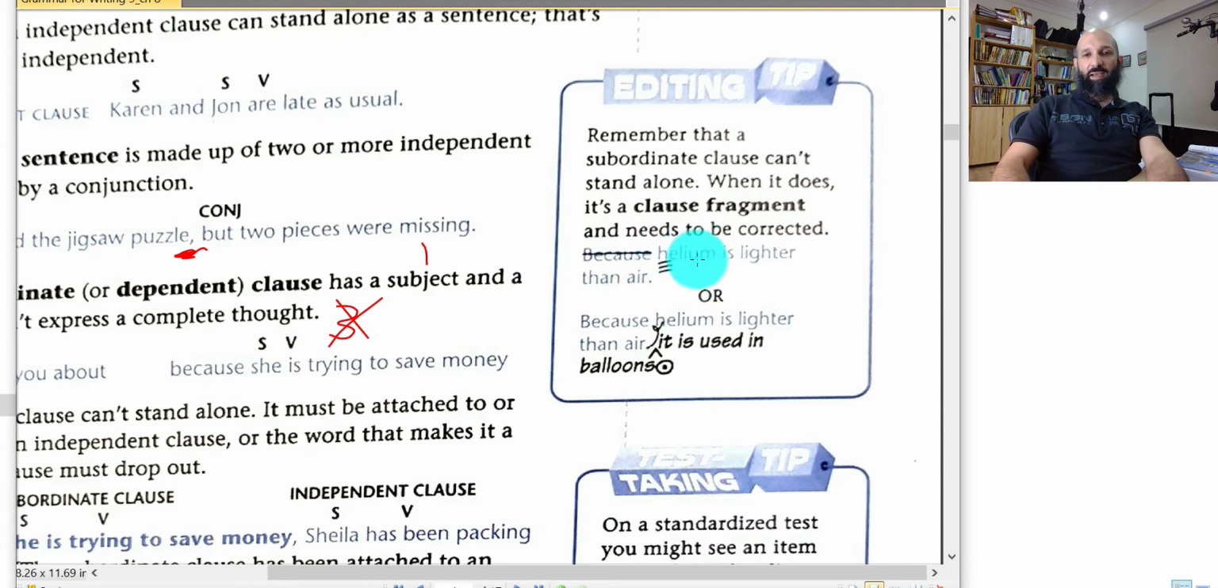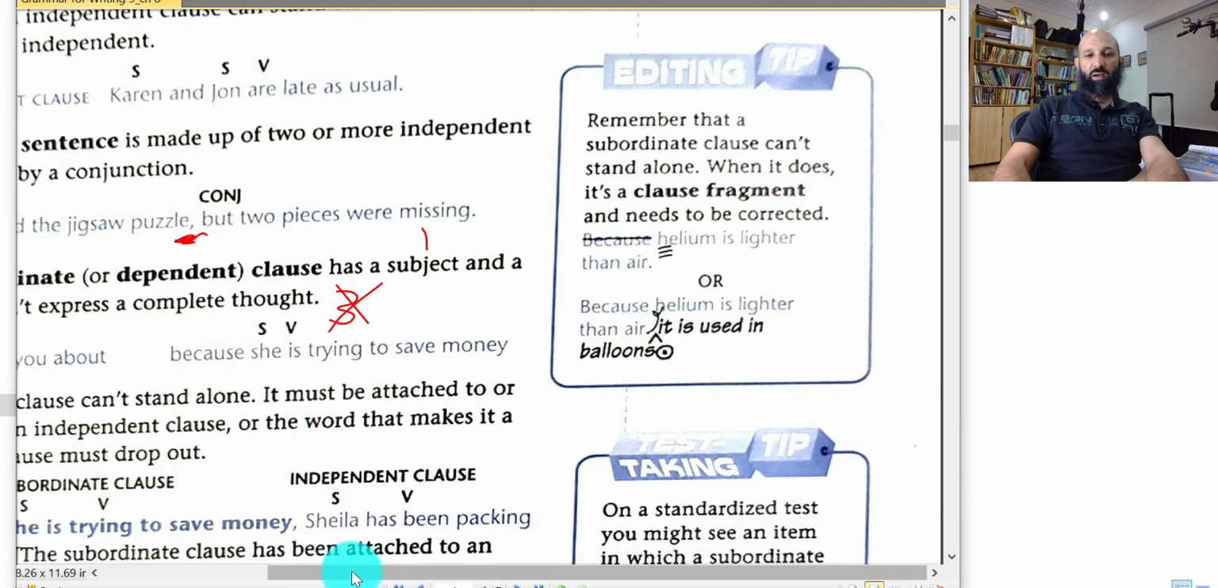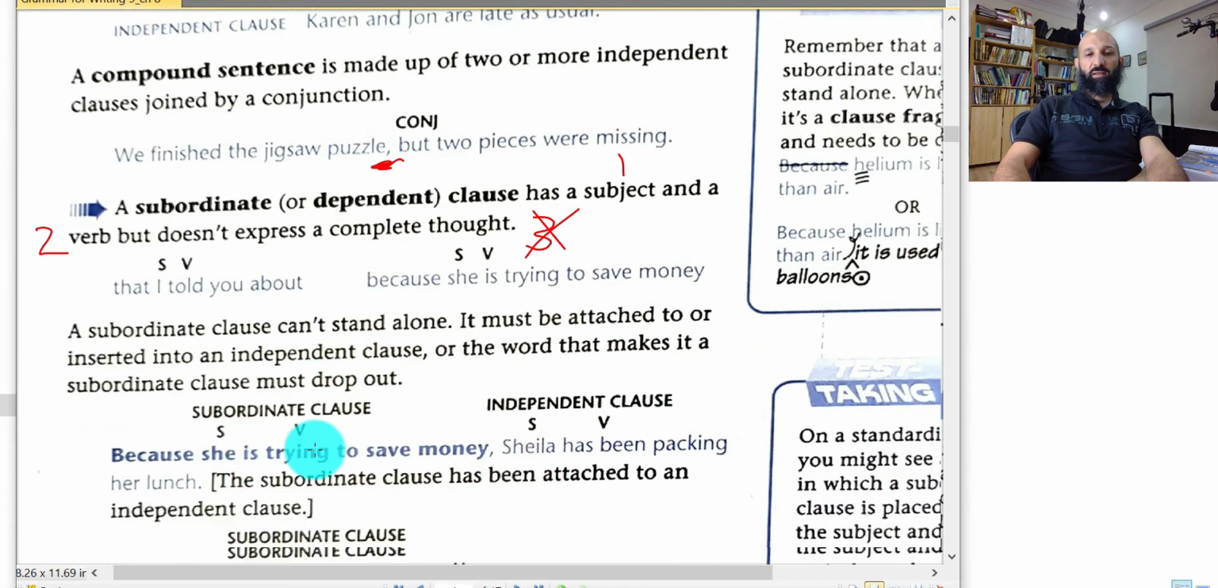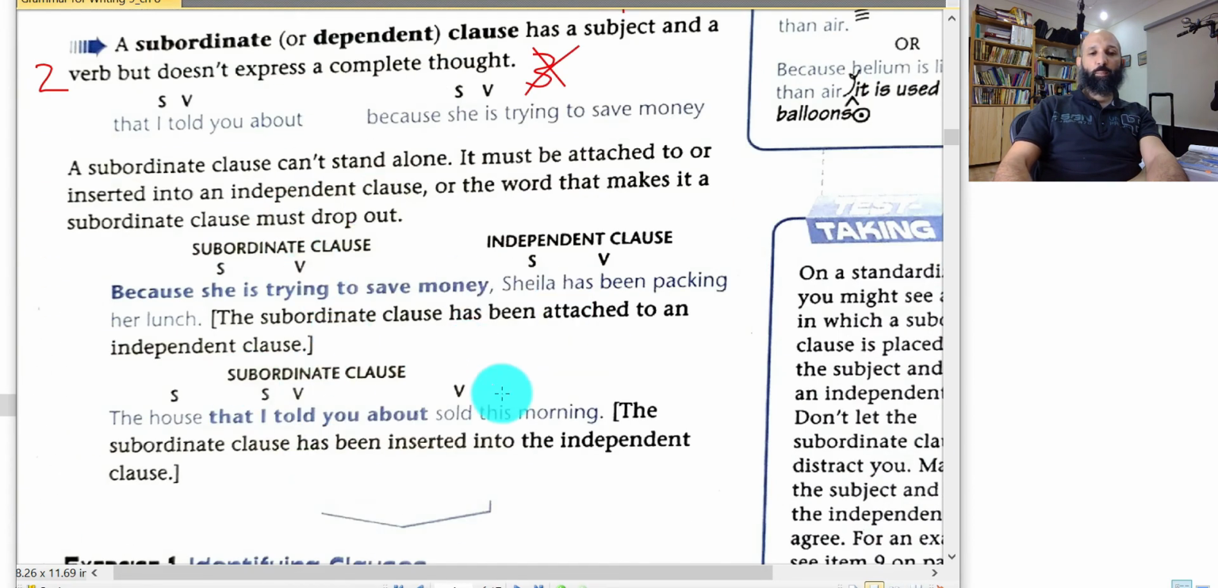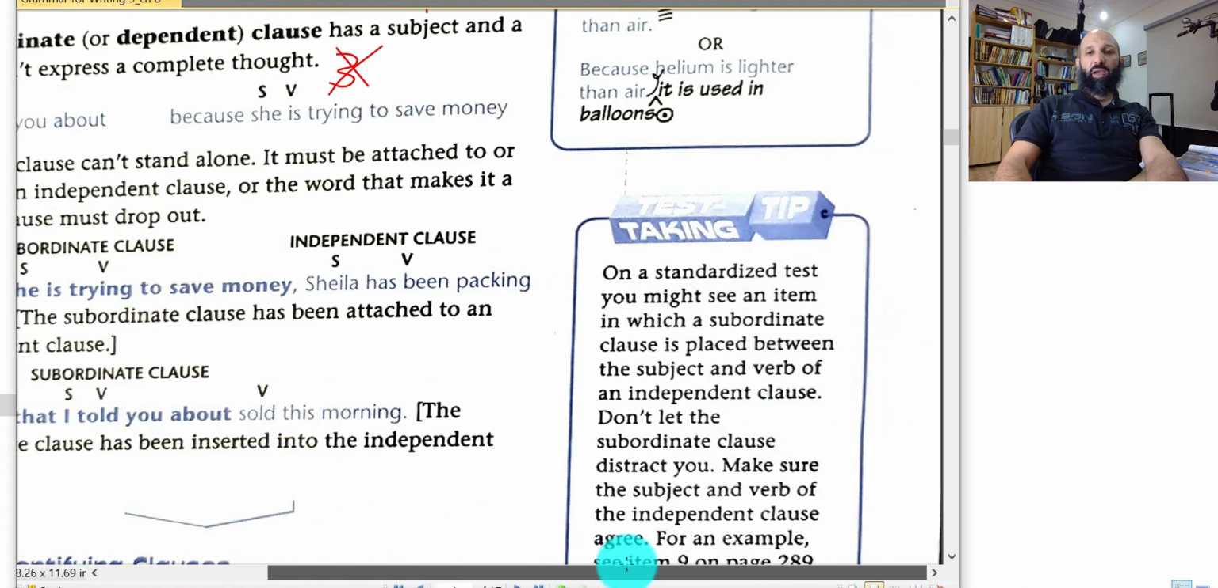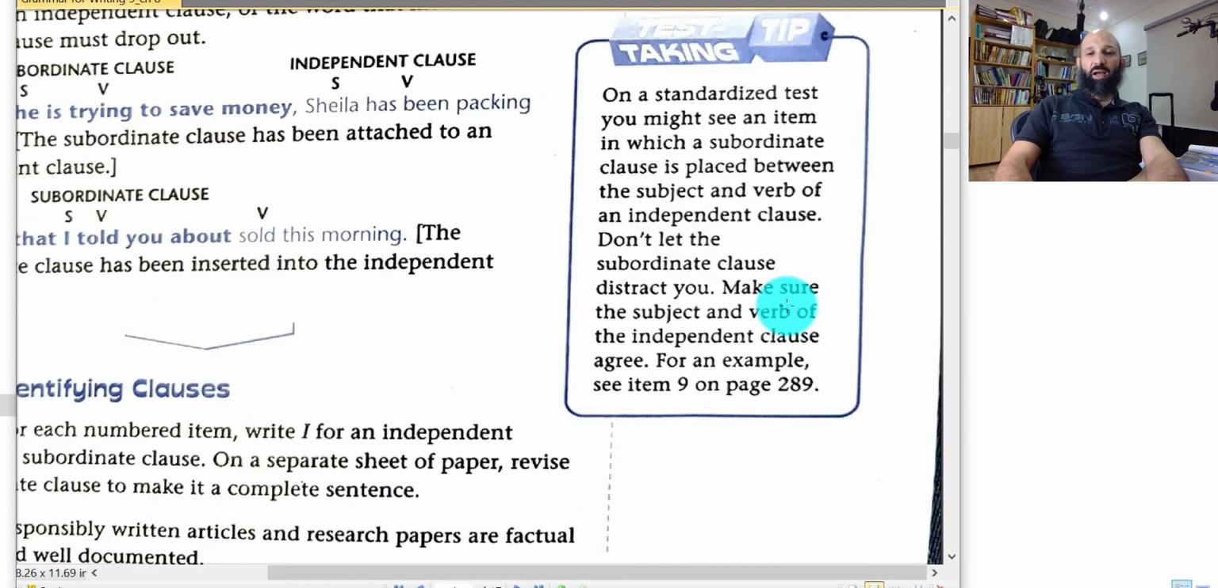So for example, "helium is lighter than air," and we have the word "because." So just drop it out and you will get an absolutely perfect sentence. Or you need to attach it to something else. This is what we have just talked about here. So this is the editing tip that they're talking about here. Okay, now this other tip, I don't want to cram too much in this lesson. It's already 11 minutes now, so I'll skip this tip. It's not really all that important.